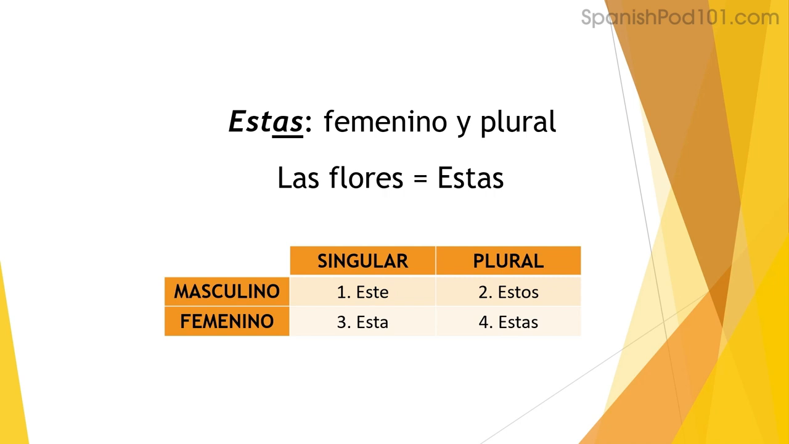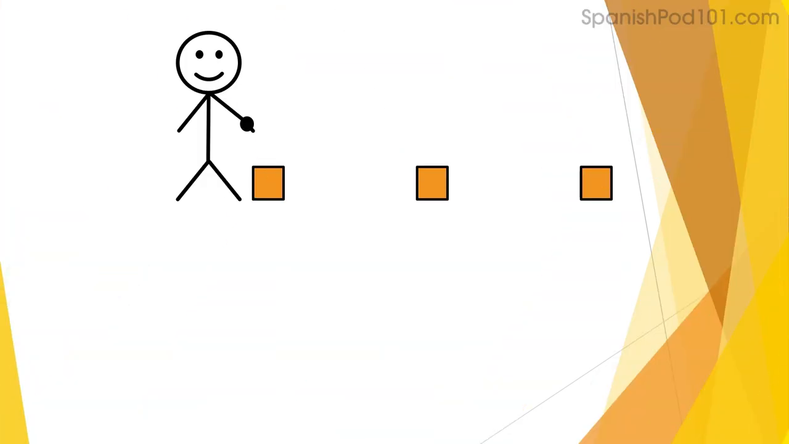Depending if it's masculine, feminine, singular, or plural. Okay, so if it's masculine and singular, you're going to use este, the very first word. If it's masculine and plural, you're going to say estos, and if it's feminine and singular, you're going to say esta, and plural is estas. Let's practice the pronunciation. Este, estos, esta, estas.